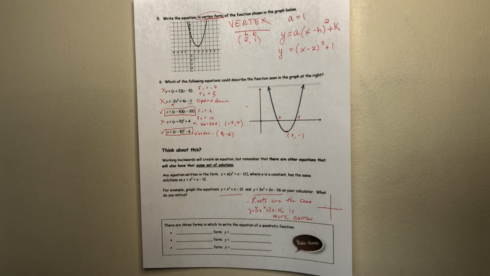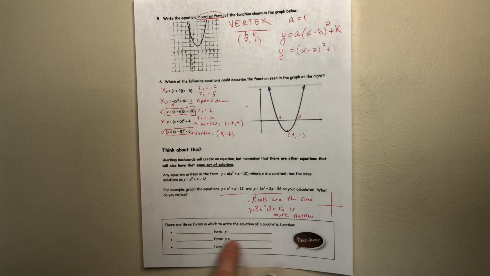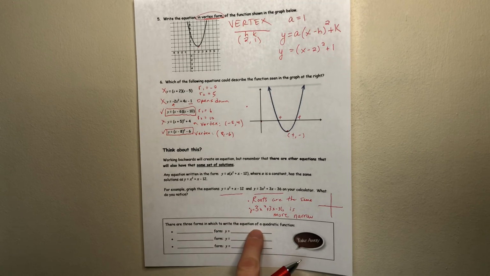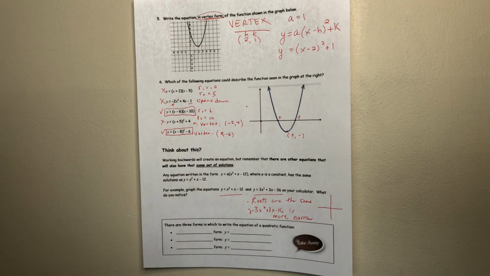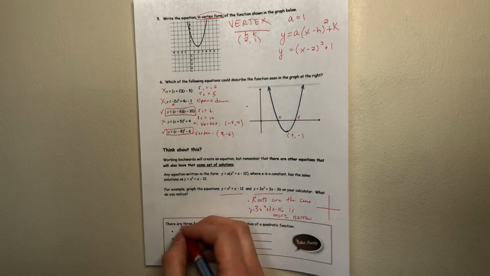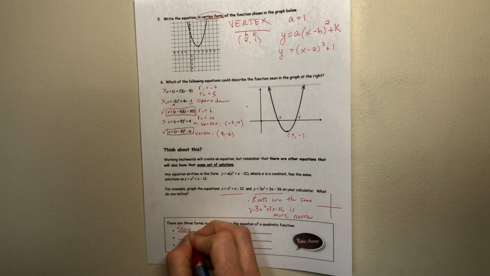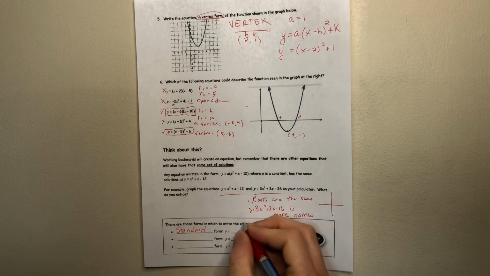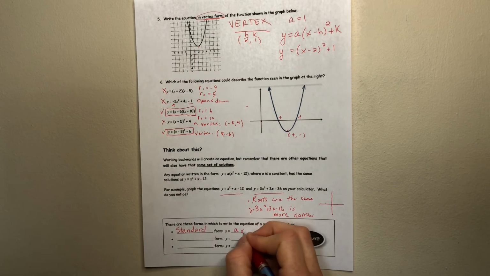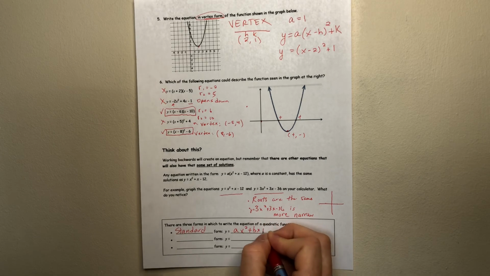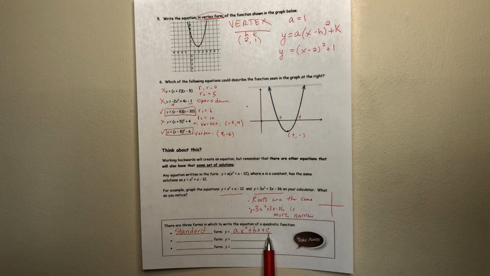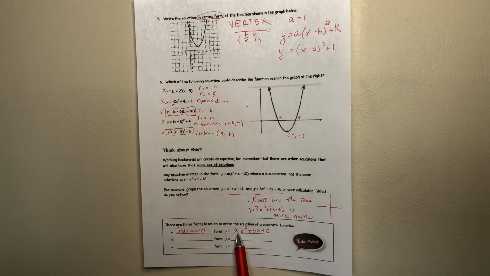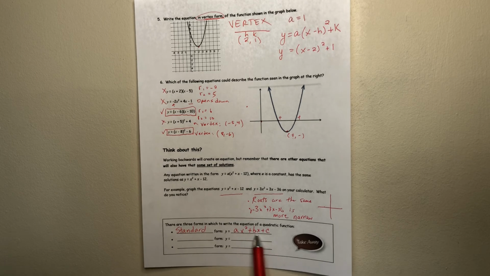All right, let's quickly go through our wrap-up. There are 3 forms in which to write an equation. All right, my first one is factored form, or let's do standard form. Standard form is y equals ax squared plus bx plus c. That is helpful to find my y-intercept. It's also helpful to tell me if it's going to turn up or down. We like this form. It's standard.